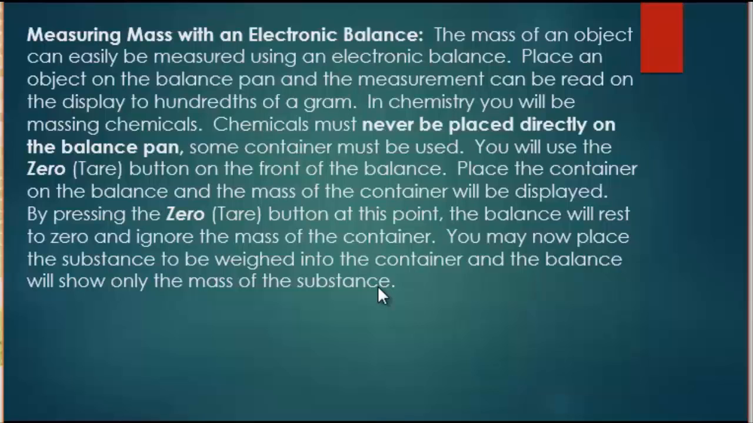For example, if I want to measure the mass of a liquid, I would put the beaker on the balance and then I would zero it out so the beaker acts like it's not being weighed at all. Then I would remove the beaker, add my liquid, and then put it back on the scale so that it's only measuring the mass of the liquid.